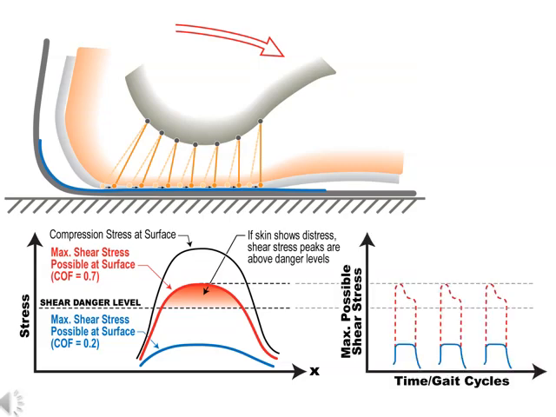The little temporal graph on the lower right illustrates what happens with each heel contact. The maximum possible shear stress peaks are reduced from 0.7 times compression stress to 0.2 times compression stress, a 70% reduction. It seems a very safe assumption that the intervention will be helpful.